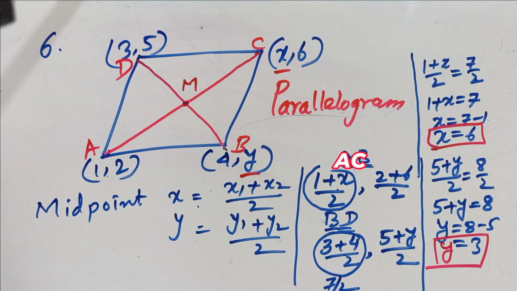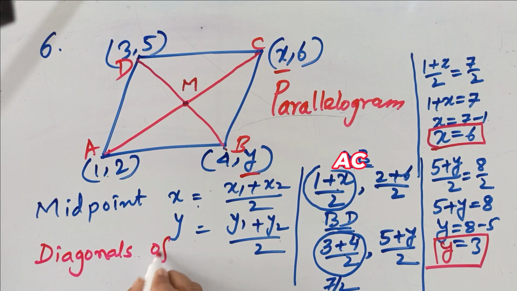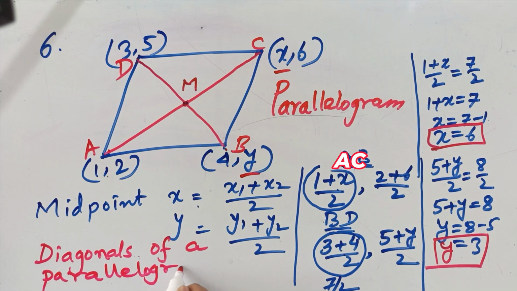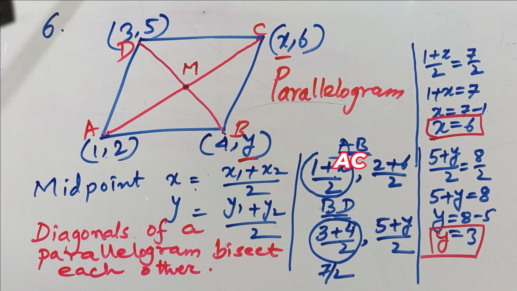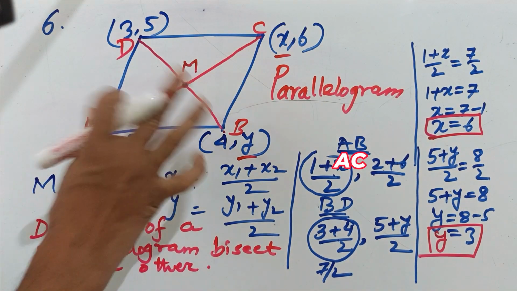Now let us see it from the beginning. We must write that the diagonals of a parallelogram bisect each other. Bisect means this is the middle point, the midpoint.